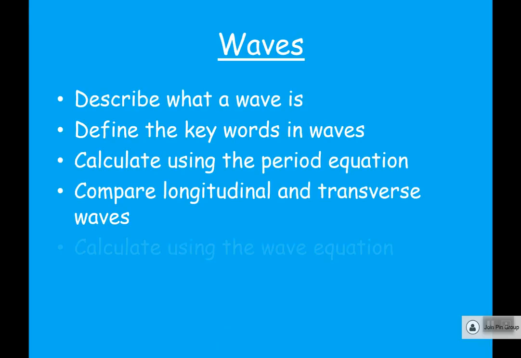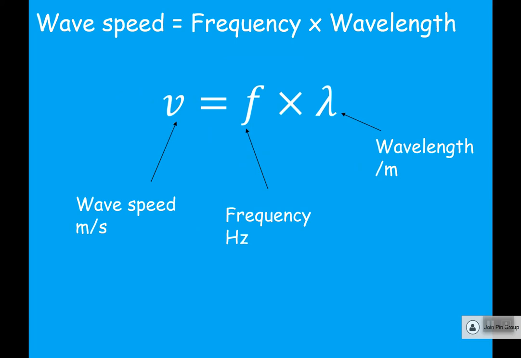Okay, final thing is using the wave equation. This equation is one of the 23 that you've got to remember. I know. It comes in symbols, it comes in words. If you just like the words, then here it is. If you like the symbols, V is the symbol for wave speed. Don't ask why, just accept it.